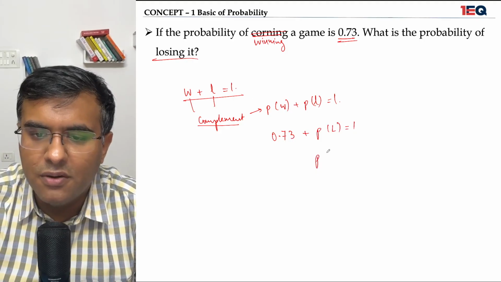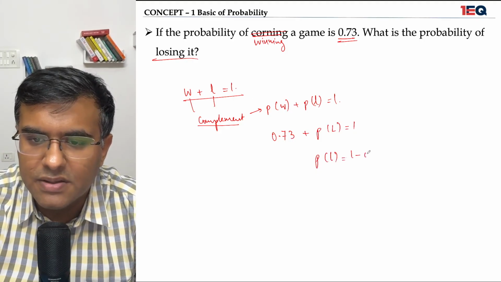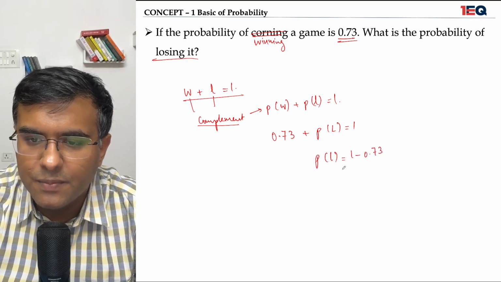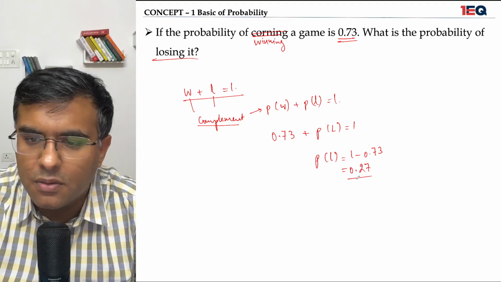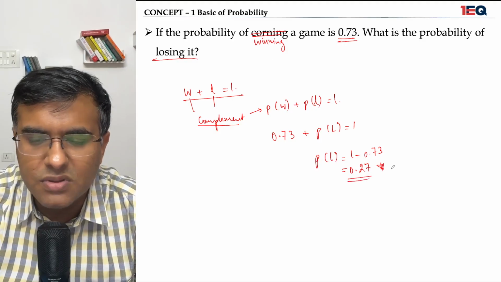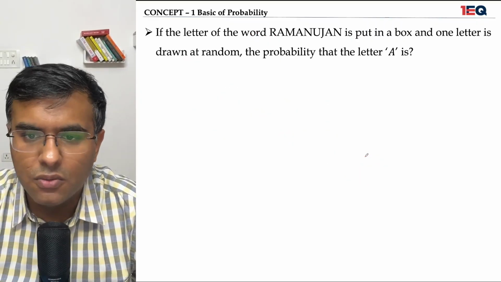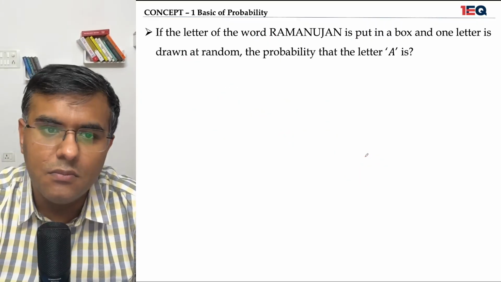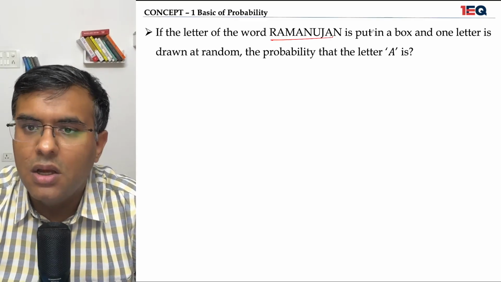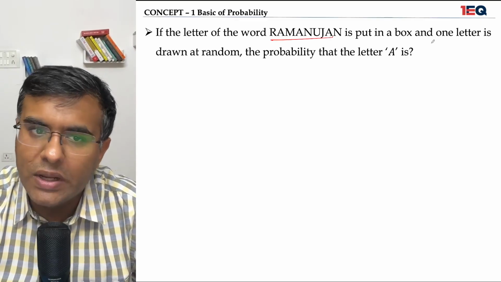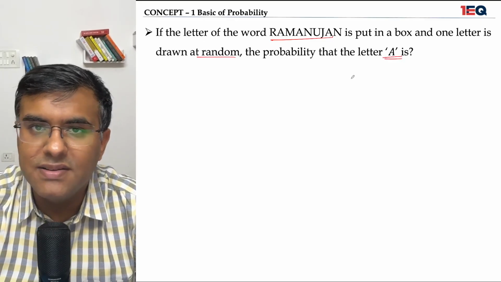So the probability of losing according to this scenario would be 1 minus 0.73, which is equal to 0.27. Okay, 0.27, and this is my answer. Got it? Moving to the next question here. If the letters of the word Ramanujan are put in a box and one letter is drawn at random, find the probability that the letter is A.